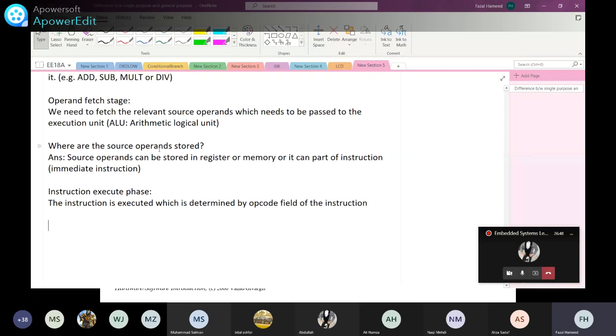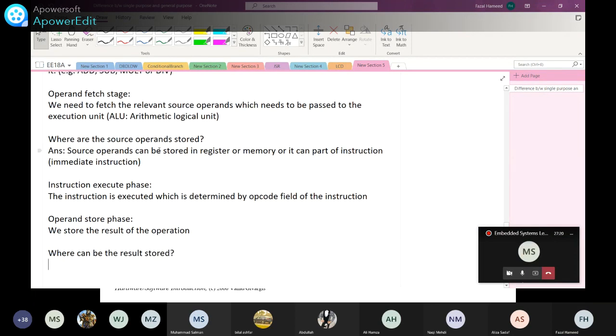So the instruction is executed. When the instruction is executed, maybe there is some result of the operation. So then we need to have another phase. In this operation, where can the result be stored? In memory or a register.